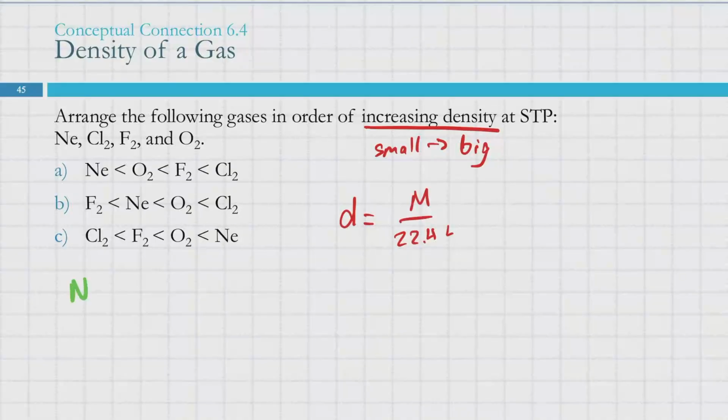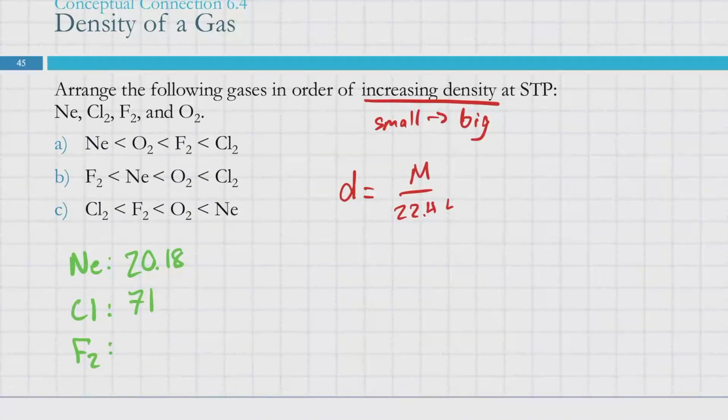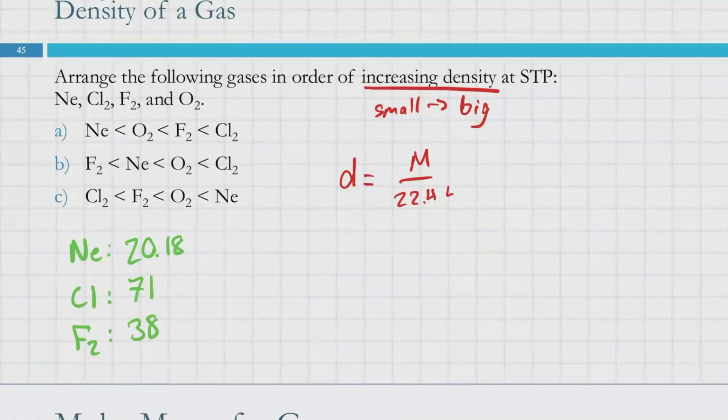So for neon, we can just pull that off the table. 20.18, that's about 20. For chlorine, chlorine's 35.45 for one. We've got two, so it's going to be 70.90 or about 71. For fluorine, fluorine's about 19. We've got two of them, so we can just call it 38. For oxygen, one oxygen's about 16, so for two of them, it's about 32. And then it's a simple matter of pick the smallest number first.